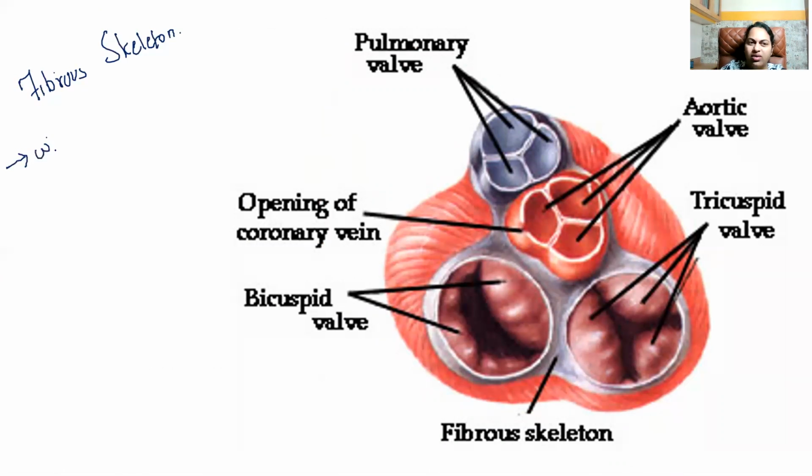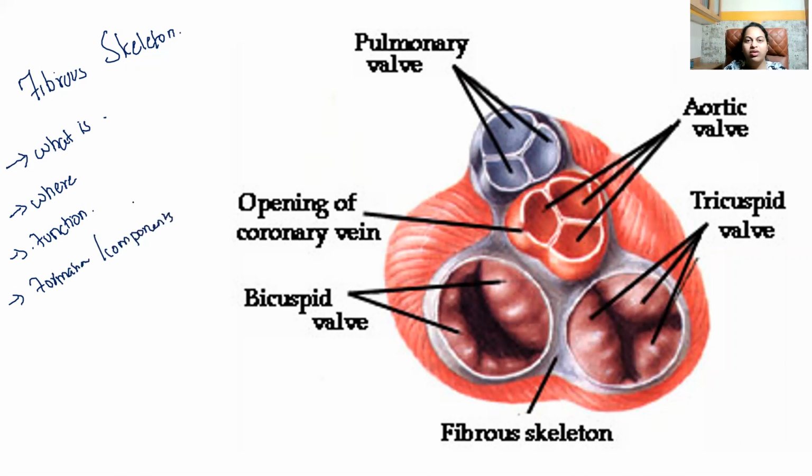So, what is the fibrous skeleton? Where do you get to see it? What is its function? Its formation. What are the components contributing to the fibrous skeleton? Your book may not give so much detail about it, so I want you to follow it and take notes if you want. And then one word about the clinical importance. If you could write all this with a nice diagram, definitely it's going to fetch you good marks.